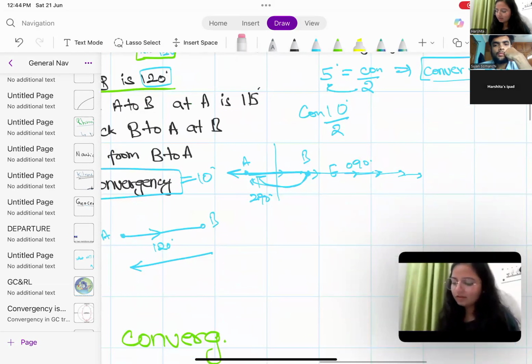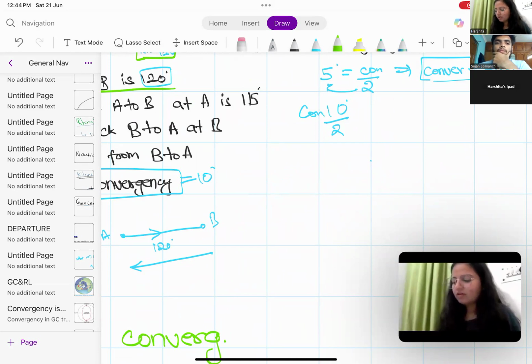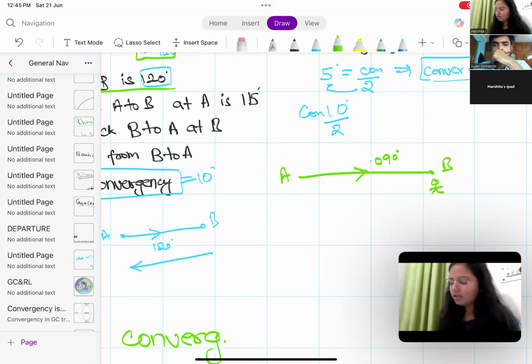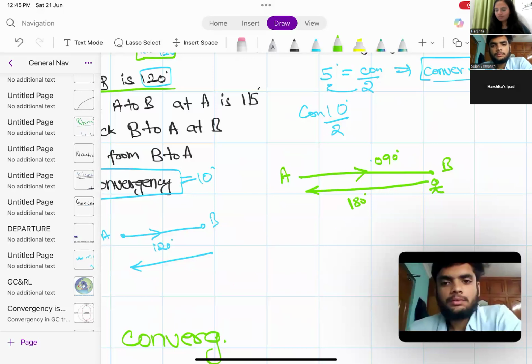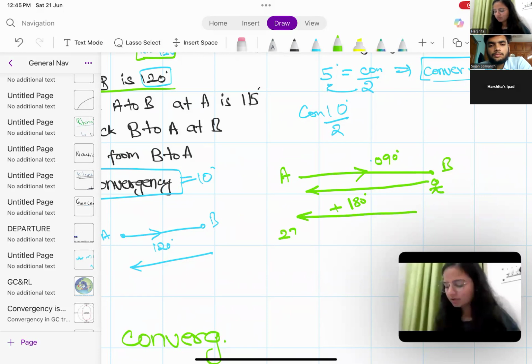Did you get it? You were going from point A, from your home to a point B, following a direction 090 towards the east. You reached here. Now you want to go back to your home. You will exactly do the reciprocal, no? From where you came. So you just added 180 degree. 180 degree to 90. So you are going exactly opposite. 270. Okay. 270 degrees, right?